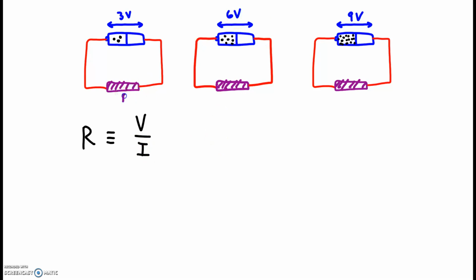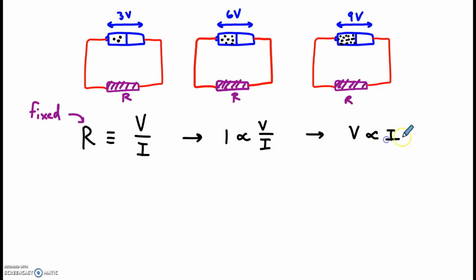Let's assume that the resistance R is constant for the device. If we write a proportionality, R goes away because it's a constant. And if we rearrange, we get this. Increasing the potential difference causes current to increase. So more current spills out of the bigger battery.